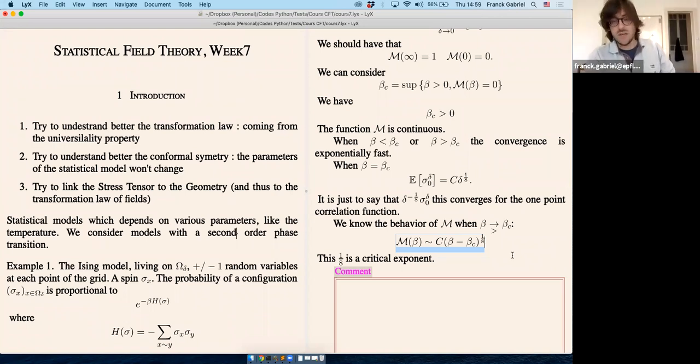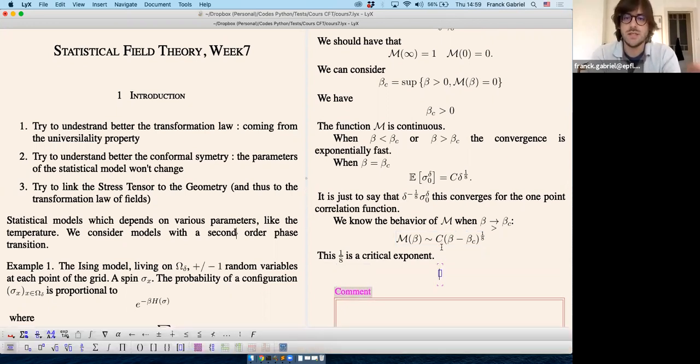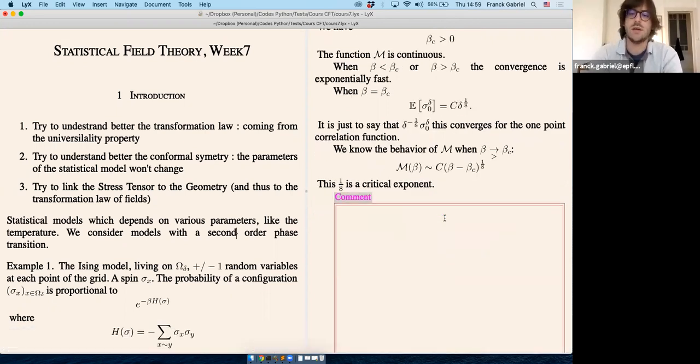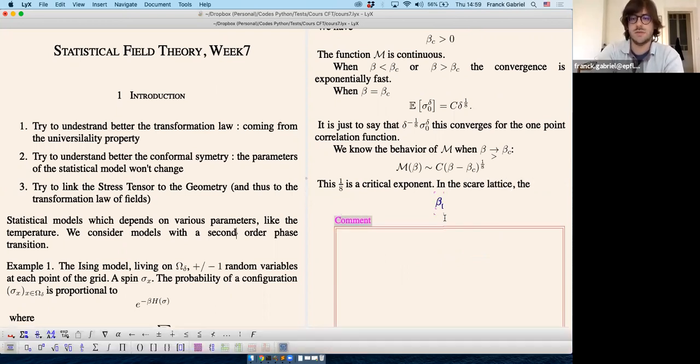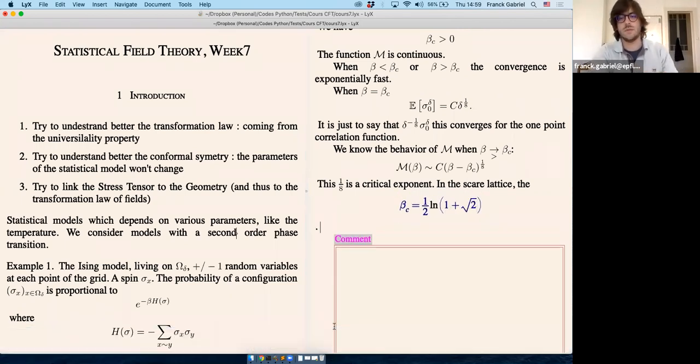Okay. Before I stop, I will make just a 5-minute break. Just let me tell you what the beta C is on the square lattice. On the square lattice, the beta C is known, and it's given by 1/2 ln of 1 plus square root of 2. Okay.